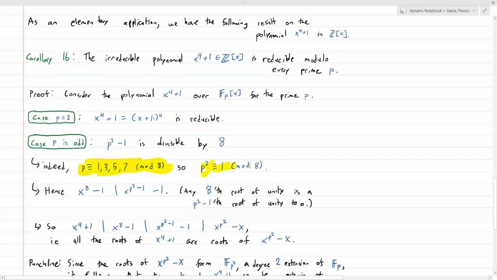So p squared is equal to 1 mod 8. Why? 1 squared is 1 mod 8. 3 squared is 9, which is 1 mod 8. 5 squared is 25, which is 1 mod 8, because 25 is 24 plus 1. 7 squared is 49, which is 48 plus 1, which is 1 mod 8, because 48 is 8 times 6. So we've just shown that for any odd number, not even using the fact that it's prime, p squared is equal to 1 mod 8. And therefore, p squared minus 1 is equal to 0 mod 8. So p squared minus 1 is divisible by 8.